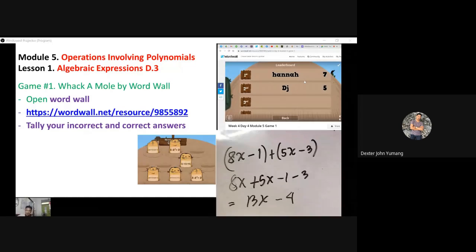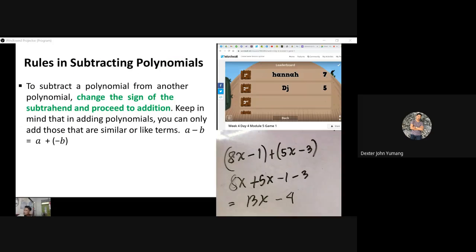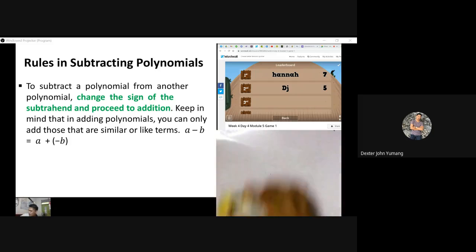for this day. And today, we will be talking about subtraction of algebraic expressions. So these are the rules of subtracting polynomials. I would like you to copy the first sentence up to the green one. Sabi po, to subtract a polynomial from another polynomial, we are going to change the sign of the subtrahend and proceed to addition. Ano po yan, yung subtrahend?